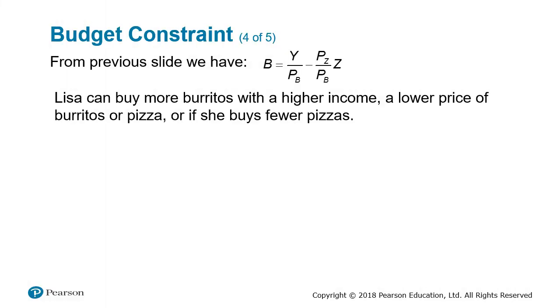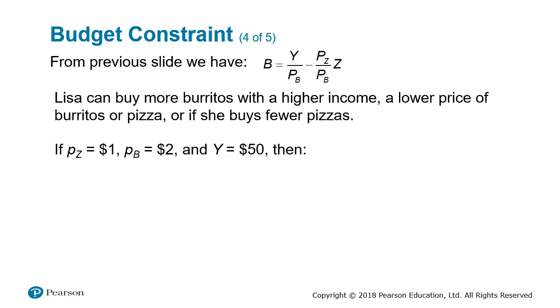So what does this tell us about how many burritos Lisa can afford? Well, just looking at the equation in general terms, we can see that she could buy more burritos if she had a higher income, or if the prices of burritos or pizza were lower, or if she bought fewer pizzas, because B depends on all those variables.